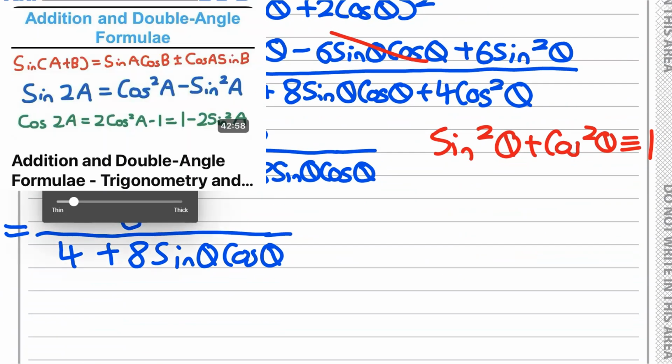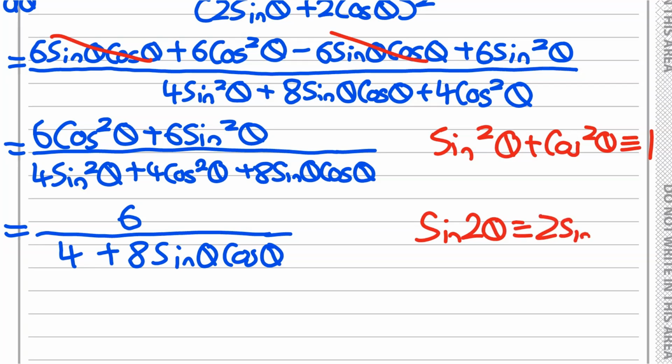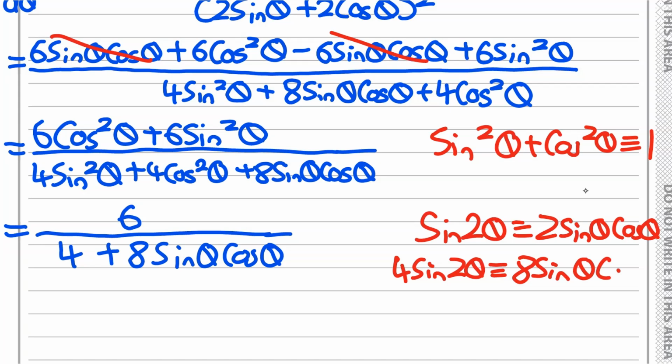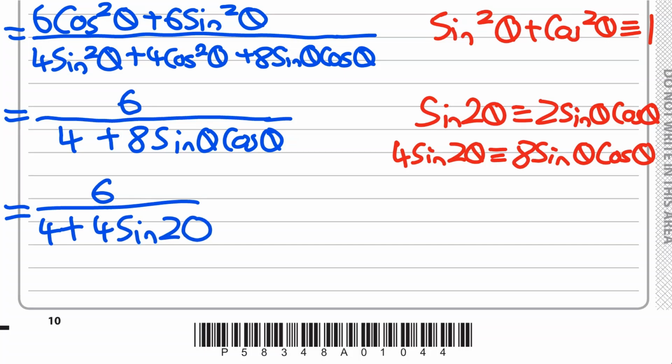Now remember the double angle formula, that sin 2 theta is equivalent to 2 sin theta cos theta. So here we have 8 sin theta cos theta. If we multiply everything by 4, on this side it's going to be 4 sin 2 theta, and this is equivalent to 8 sin theta cos theta, which is what we have here. So we can sub this out, and write this as 6 over 4 plus, and then instead of 8 sin theta cos theta, we can write 4 sin 2 theta.